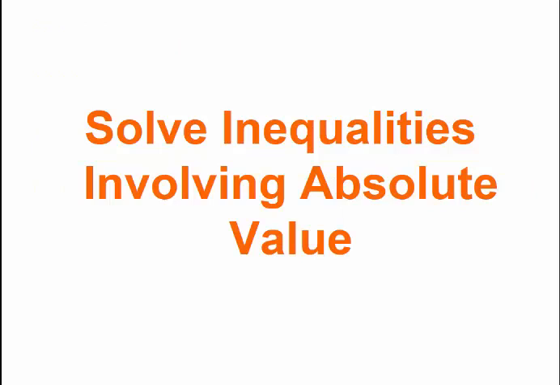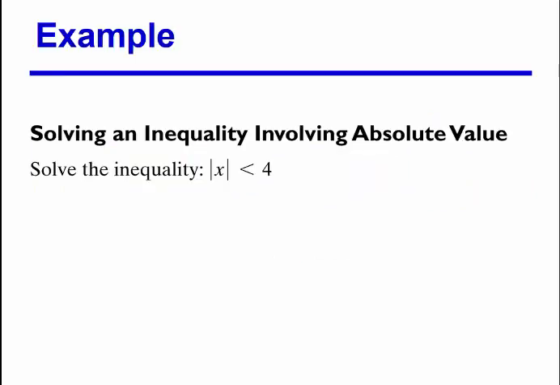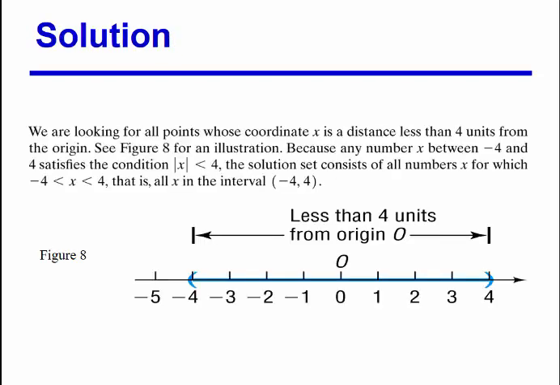So, solve inequalities involving absolute value. Here we have the inequality absolute value of x is less than 4. And so we're looking for all points whose coordinate x is a distance less than 4 units from the origin. We see here the figure for illustration, because any number x between -4 and 4 satisfies the condition absolute value of x is less than 4. The solution set consists of all numbers x for which -4 is less than x less than 4. That is, all x in the interval of -4 to 4.